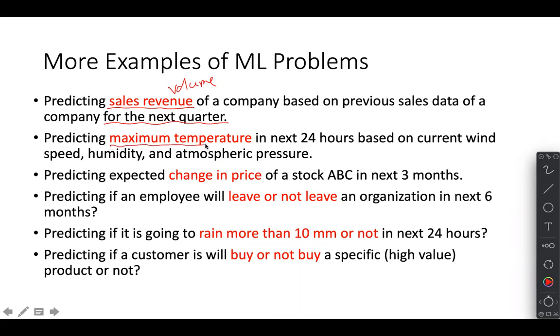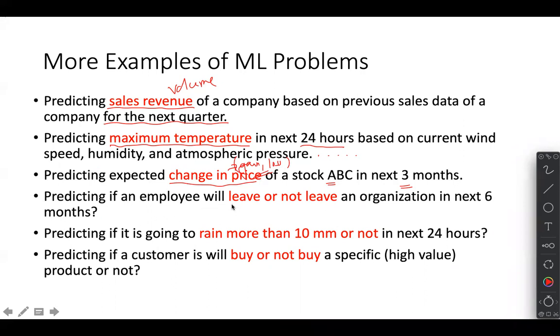Predicting maximum temperature in the next 24 hours based on the current wind speed, humidity, atmospheric pressure, or any other parameters, right? This could also be a machine learning problem. Predicting expected change in price of a stock ABC in the next 3 months. So what is the expected gain or expected loss in the stock? This can also be predicted.